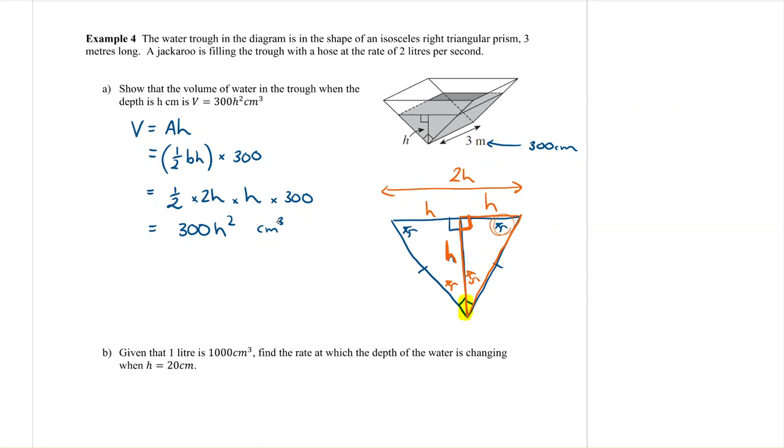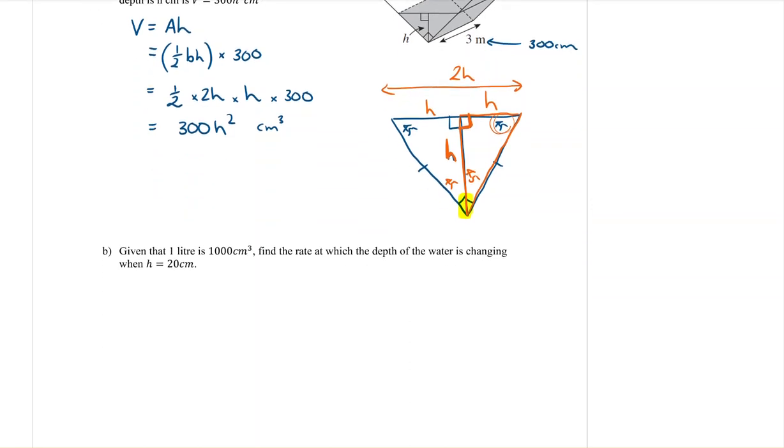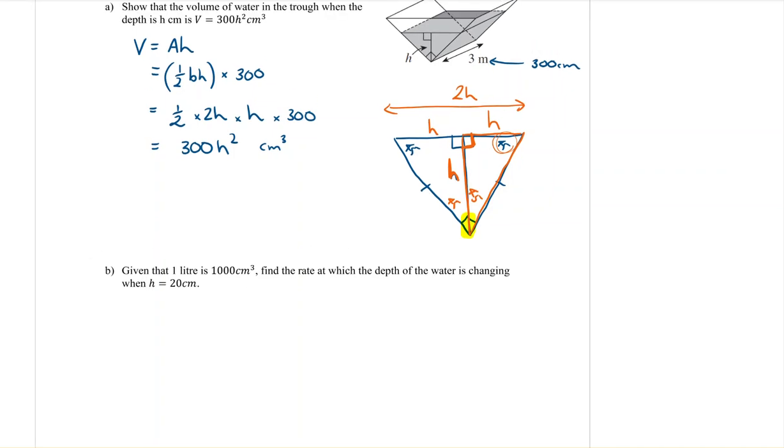Okay, so we've done part A. That's all building the equation, and sometimes that can be the trickiest part. How do we build these equations that they're wanting us to use? Then we get to part B, which is where the rates come in. Given that 1 litre is equal to 1,000 centimetres cubed. Now, why on earth is it giving me that?